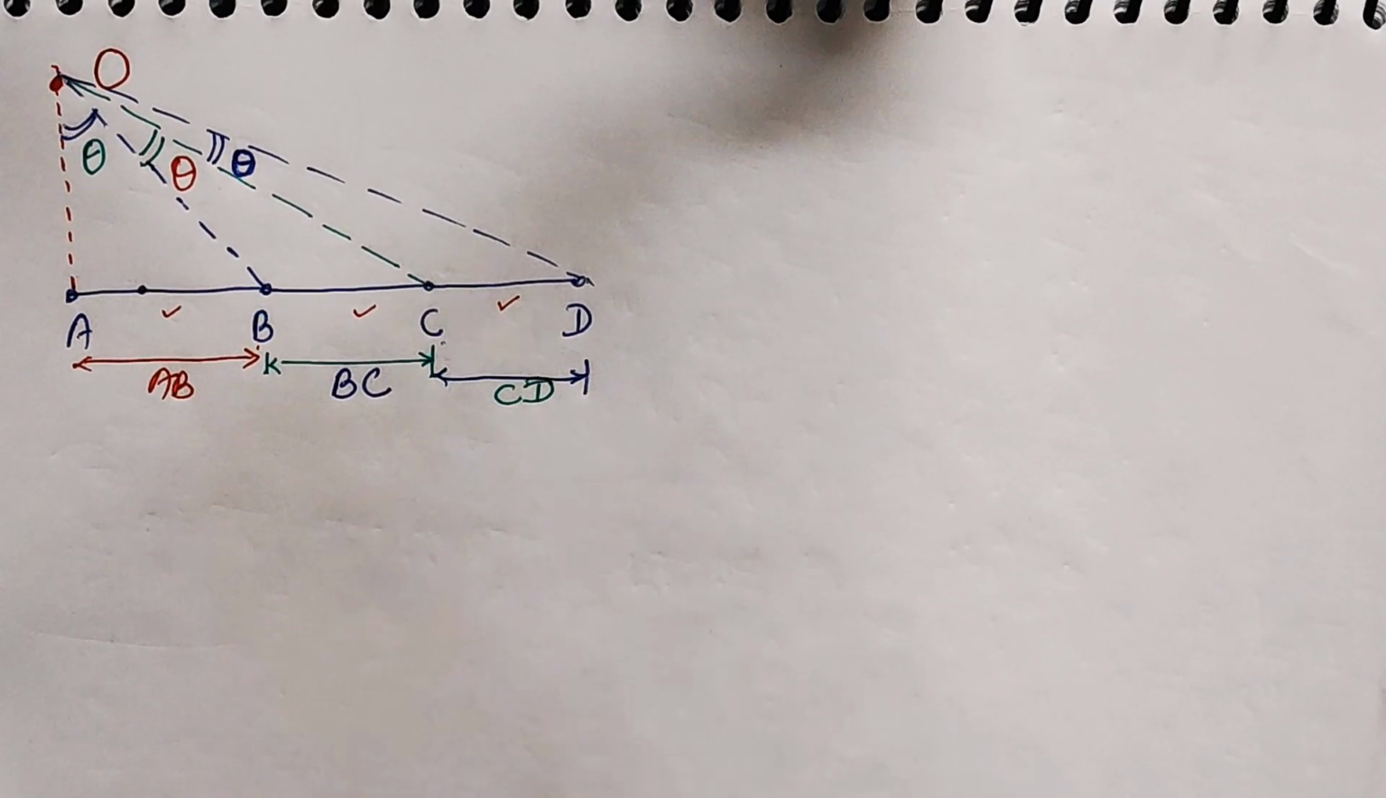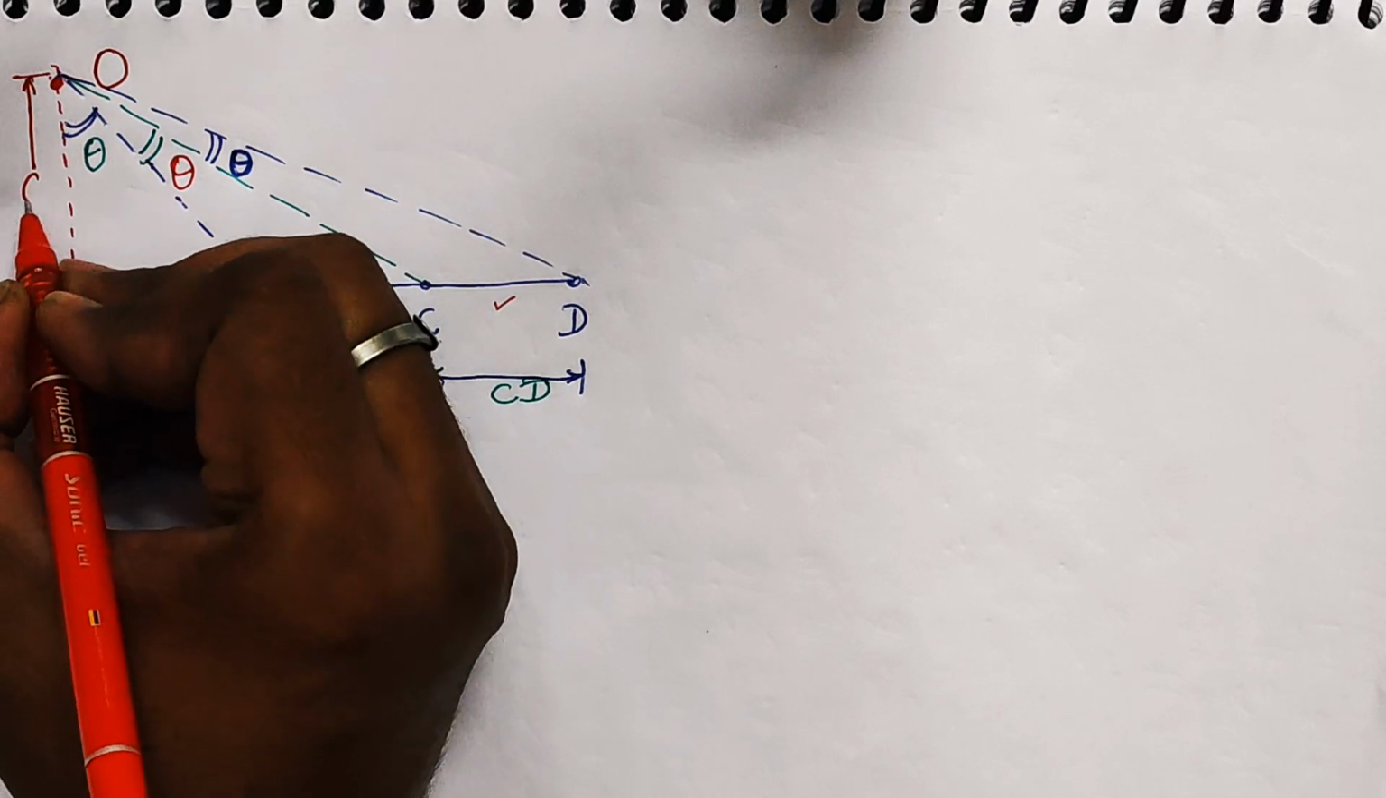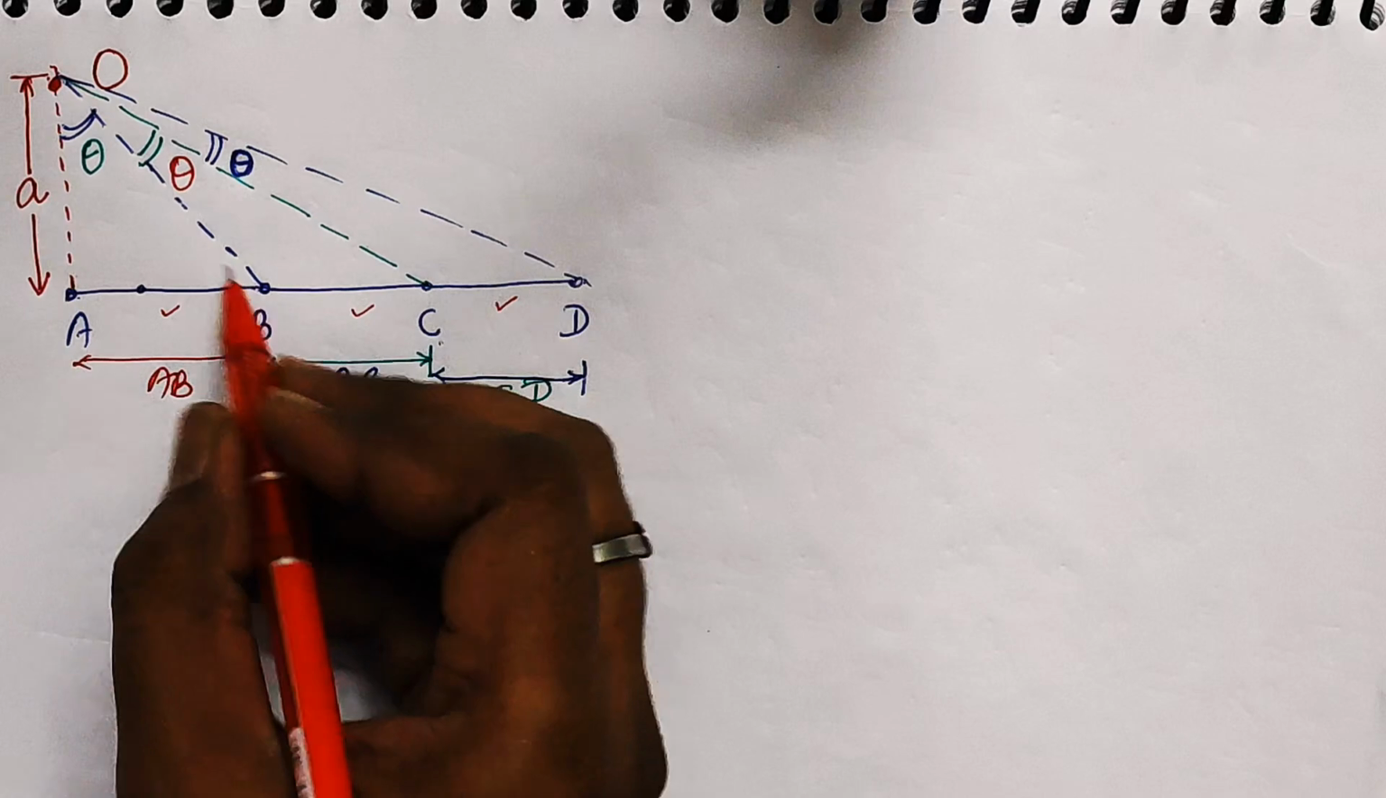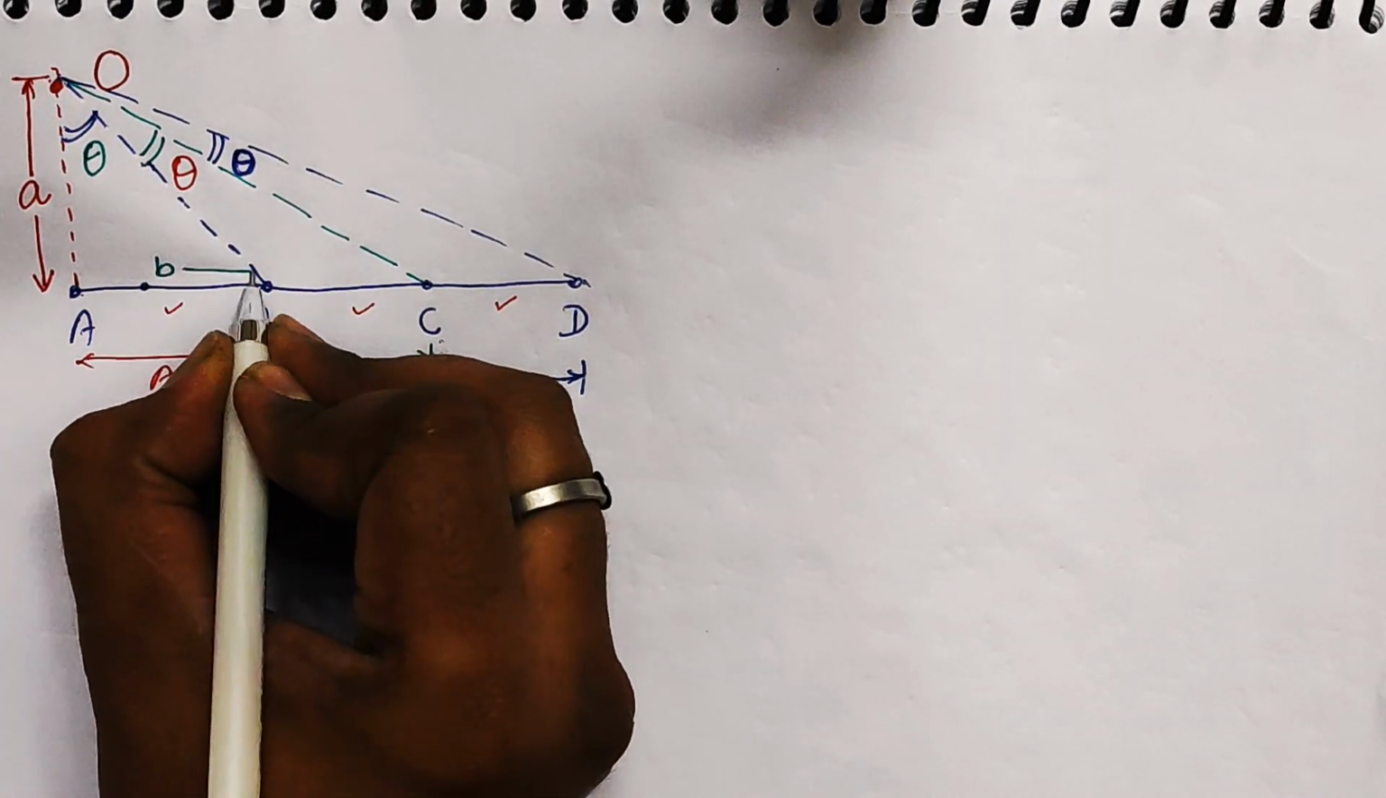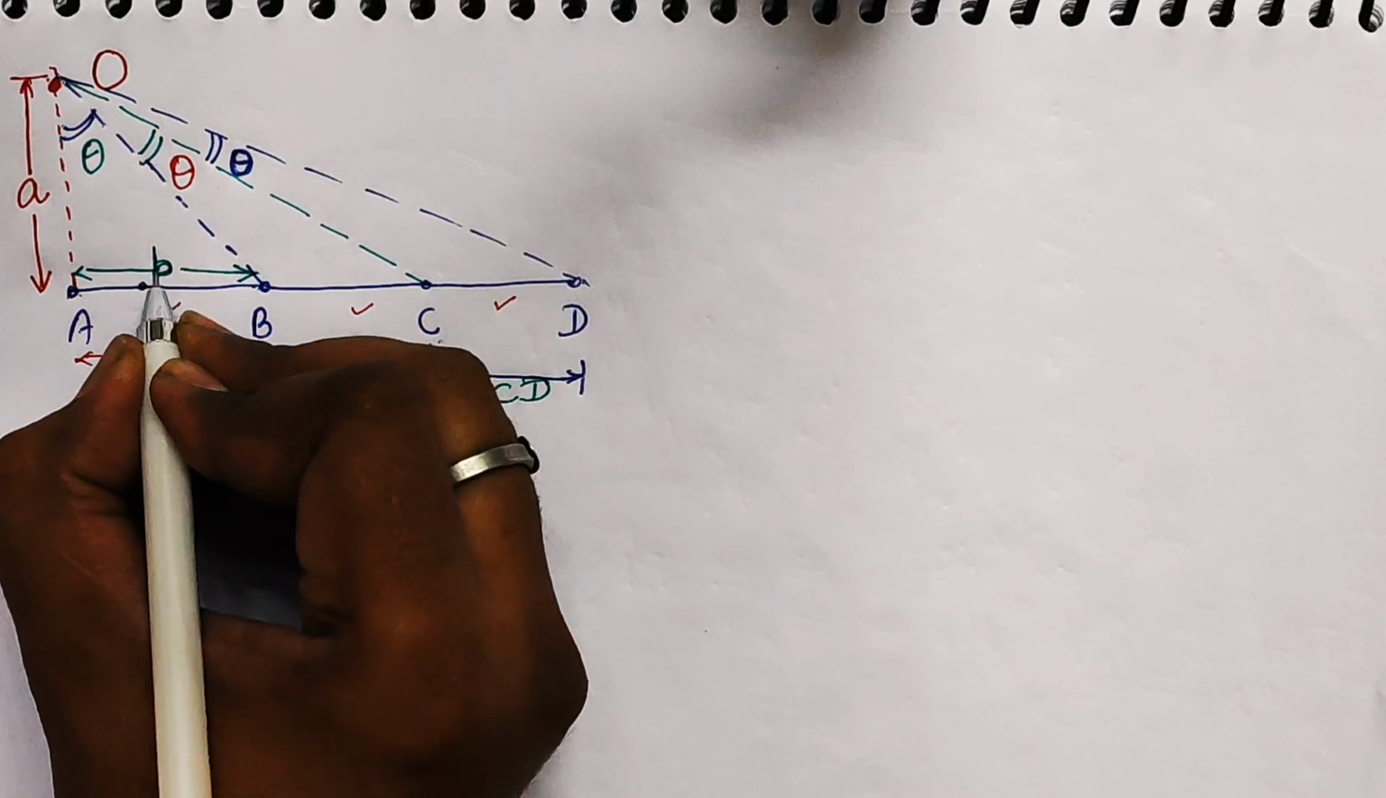Now it's mentioned that the length of OA is a, that means this length is given to you as a, and that of AB is b. This length from A to B is equal to small b, right?